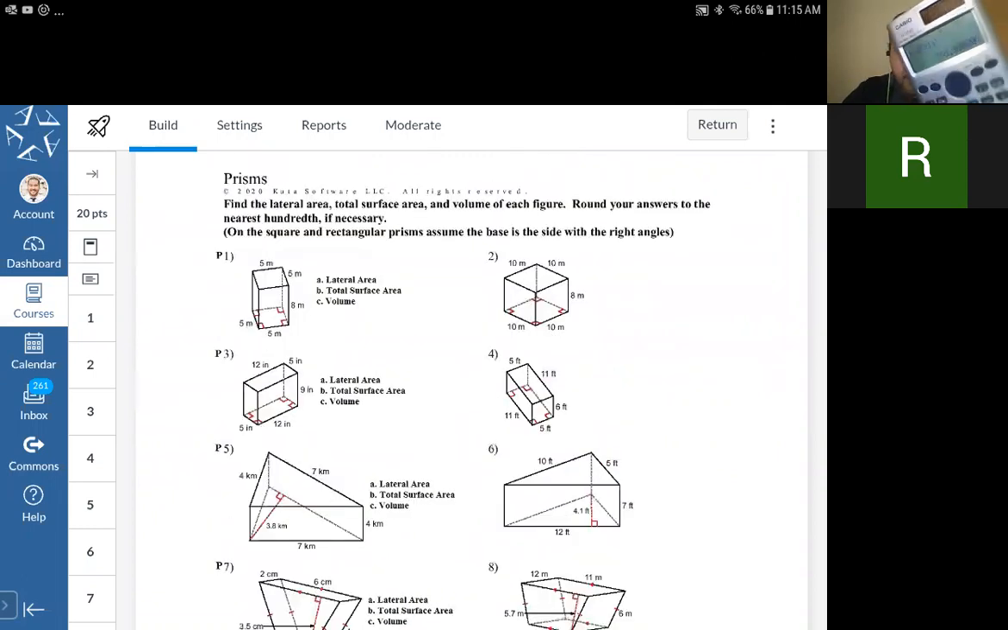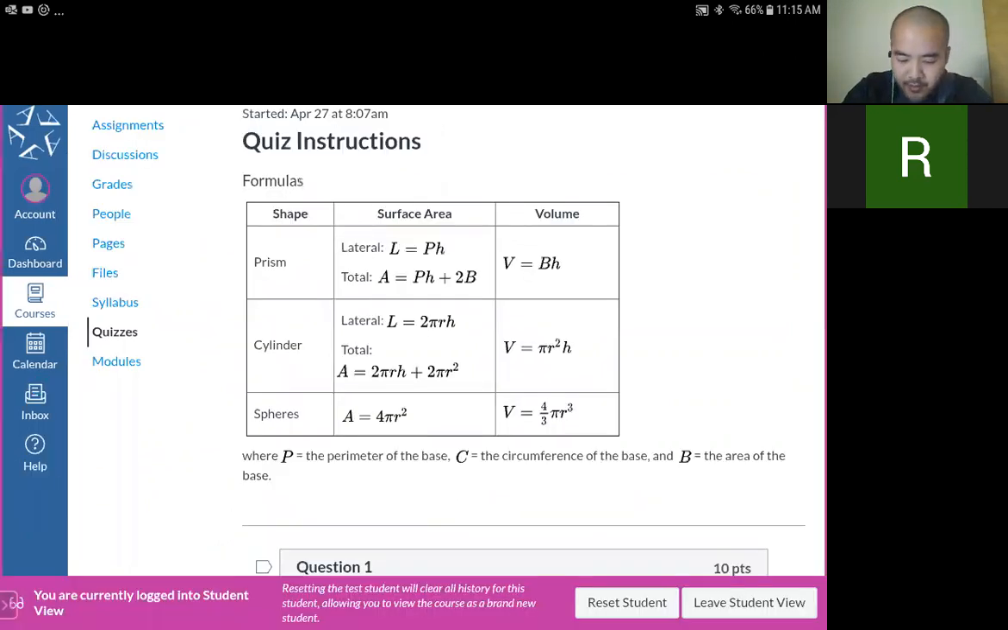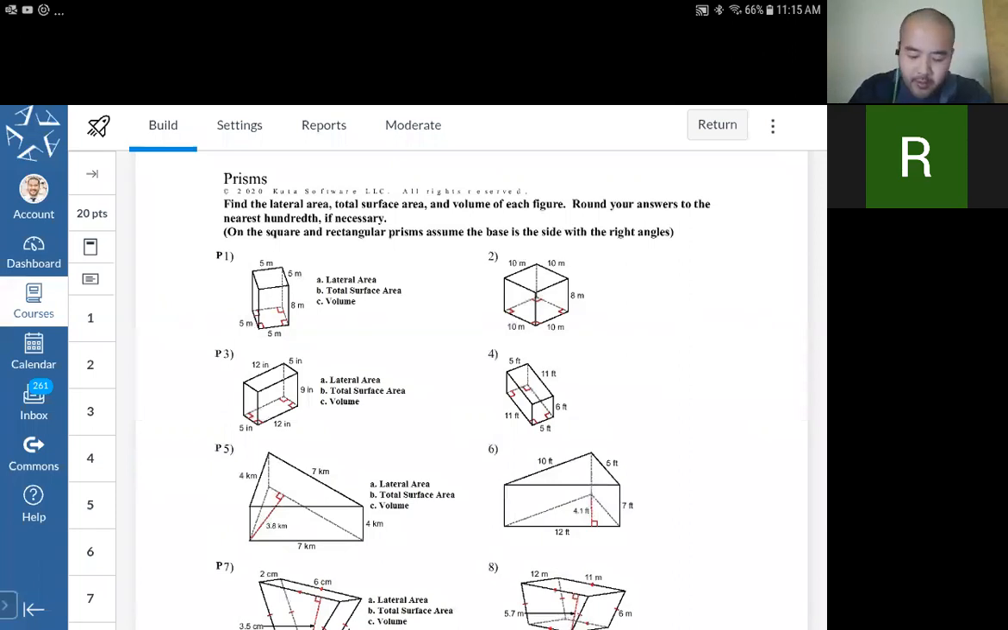Okay, number 3, your lateral area. Lateral area for a prism is perimeter times height. That's easy. So the perimeter of the base down there, you have 5 plus 12 plus 5 plus 12. That's the area of the base. I'm sorry, perimeter of the base. So 34 times 9, so 306. 306 is the answer to 3A, the lateral area of number 3 here.